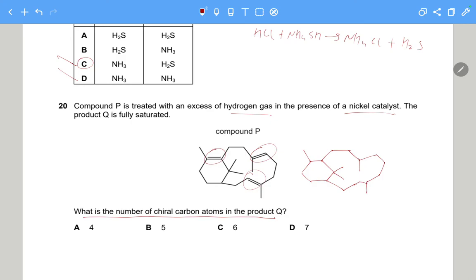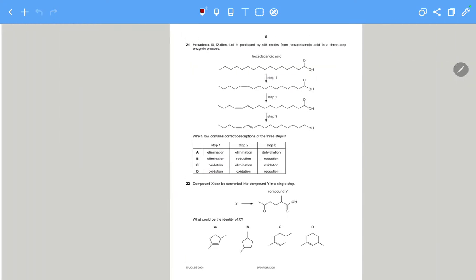Now we have to calculate the number of chiral carbon atoms. This is chiral, so that's 1. This is chiral, so that's 2. Not chiral, not chiral. This is chiral, that's 3. Not chiral, not chiral, and not chiral. This is chiral, so that's 4. Not chiral, not chiral. This is chiral, that's 5. Not chiral, not chiral, not chiral, not chiral, not chiral. Remember, chiral carbon atoms are atoms that are attached to 4 different groups. So we have 5 of these, and the answer is therefore B.